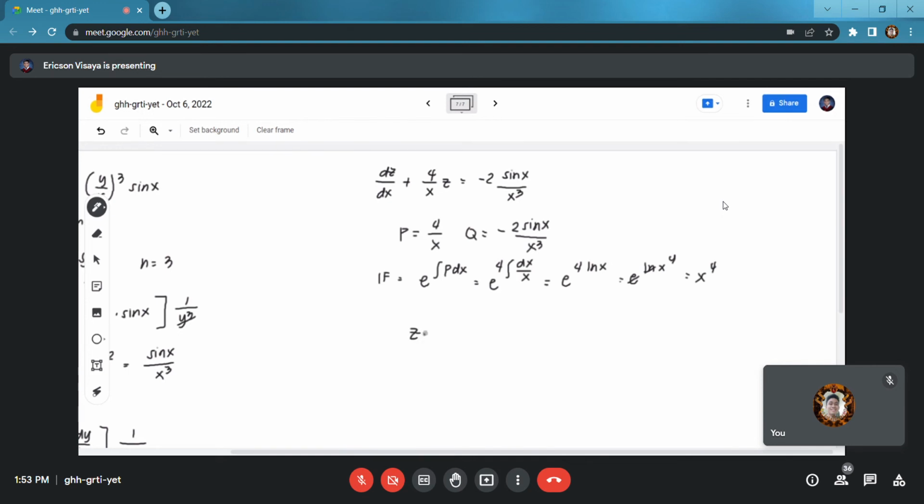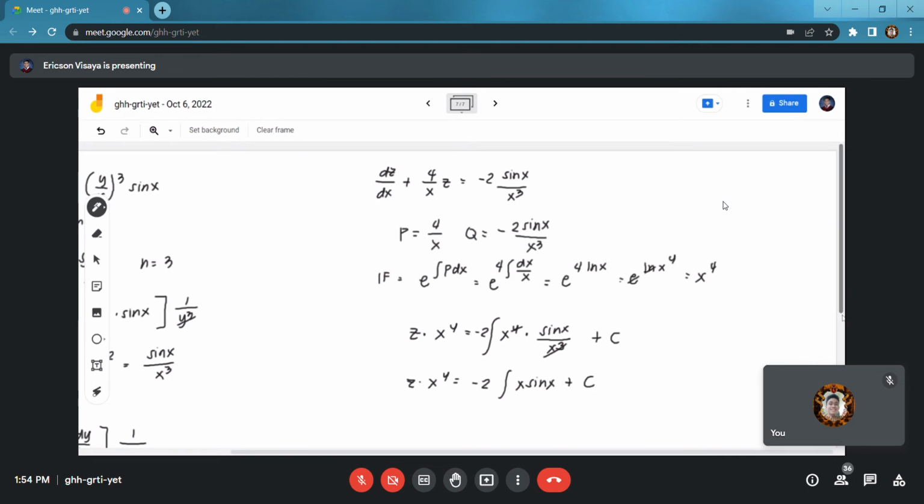Z times the integrating factor, x to the 4, is equal to the integral of the integrating factor, that is x to the 4, times Q, that is -2 sine x all over x cubed, plus c. So the powers cancel: 4 minus 3, so just one is left. So z times x to the 4 is equal to -2 times the integral of x sine x, plus c.